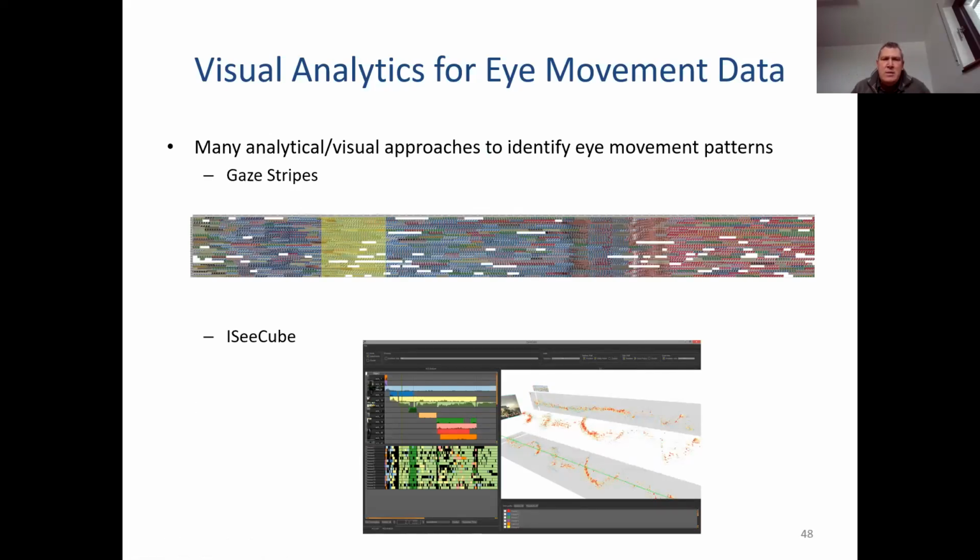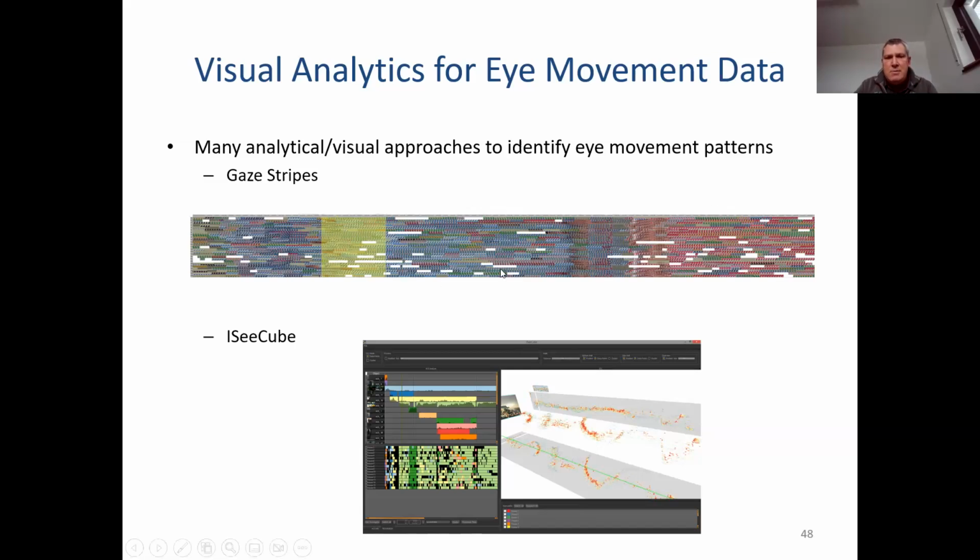To come to an end, my 45 minutes are over, I think. We have hundreds of visualization techniques for eye movement data. A few years ago, I was co-author of a state-of-the-art report on eye tracking and visualization. Some powerful techniques are those here. Maybe you read about them if you're interested in them.